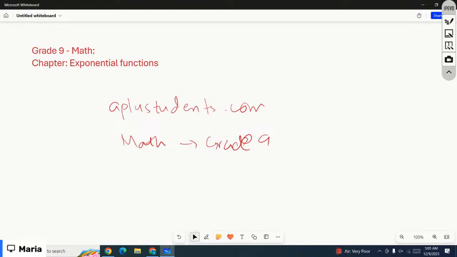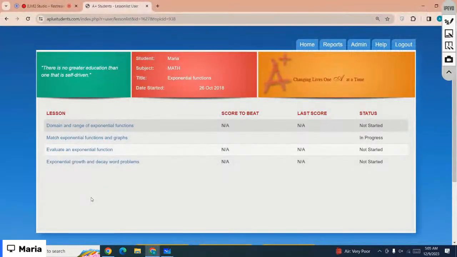Please make sure you have your notebook and pencil so that you can note down the important examples and definitions as well, right? So let's start with the chapter exponential functions. Okay, here I'm in grade 9 math. Let's start with the first lesson, and let's start with the lesson that is domain and range of exponential functions.